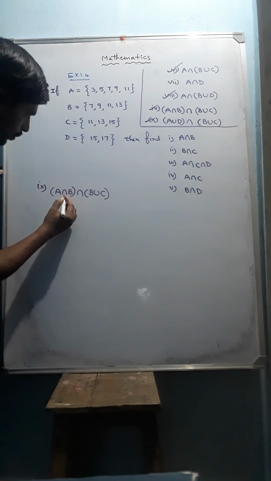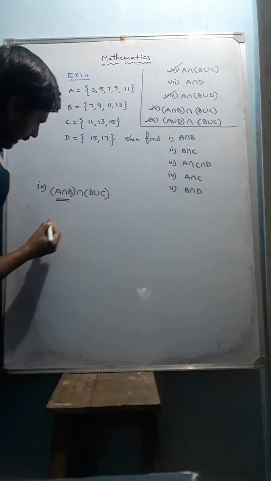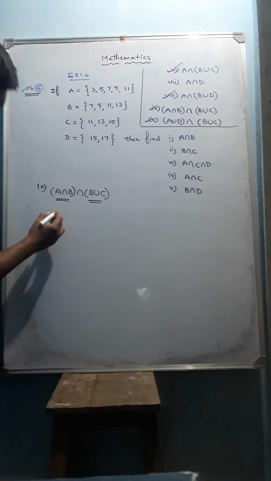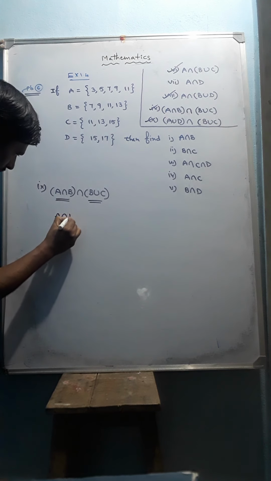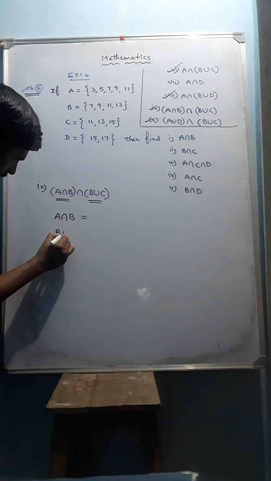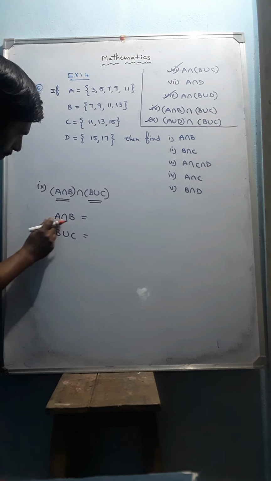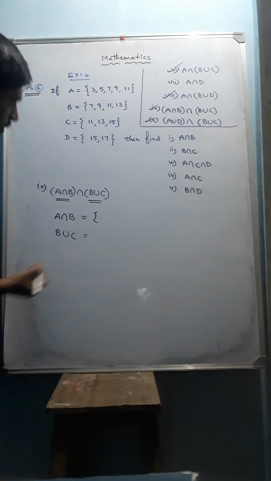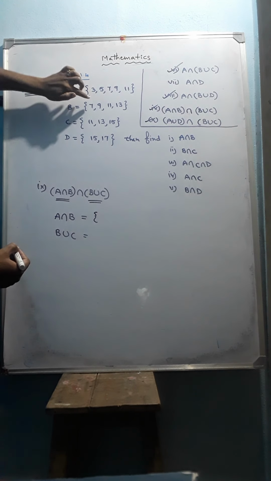So here two brackets are there. Number 1 is A intersection B. Number 2 is B union C. First you should find out A intersection B. So A intersection B, that is equal to. After that you should find out B union C. Okay. So A comma B sets which are common elements, those elements you can write the set.